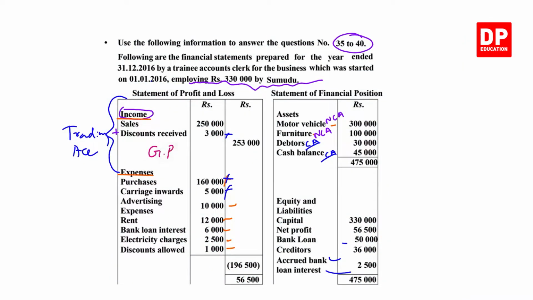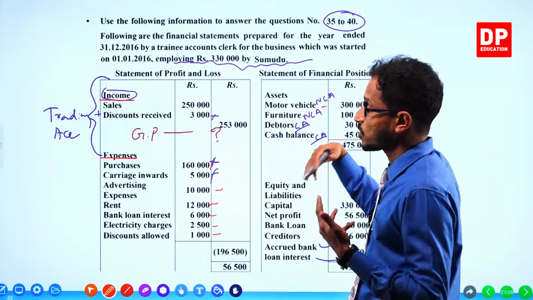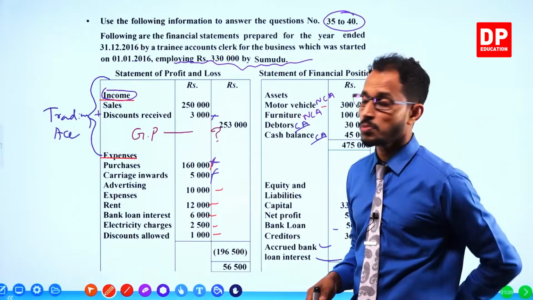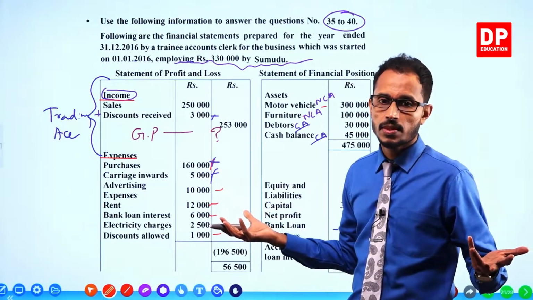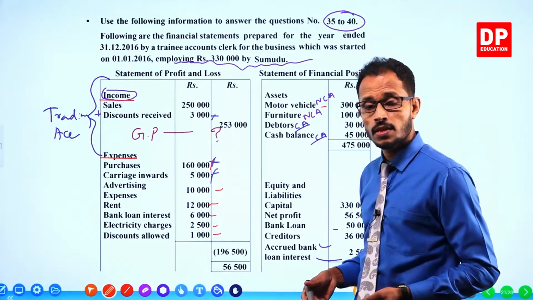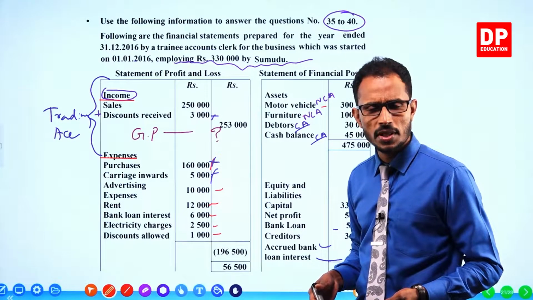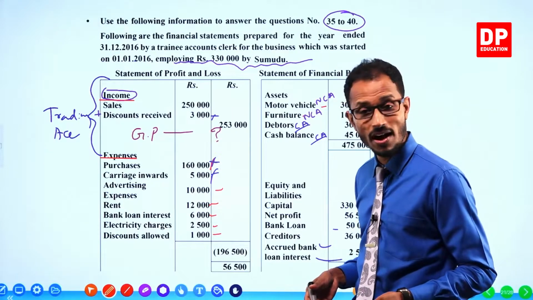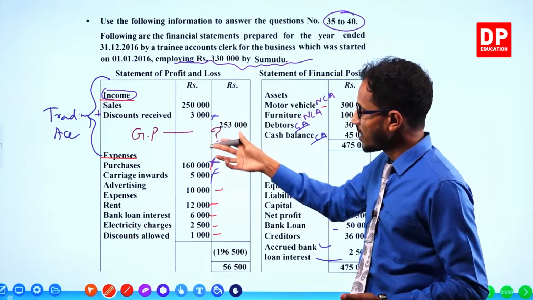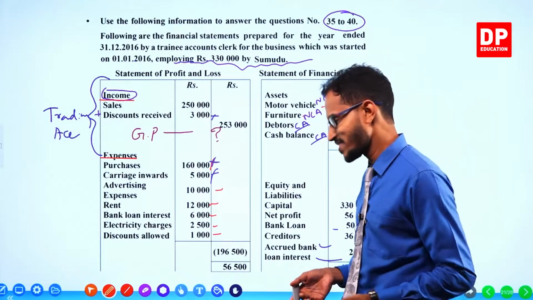The gross profit is missing. Where is it? It's not there. That means she hasn't prepared the trading account part, and she hasn't calculated the gross profit. So cost of sales is not there either. Sales minus cost of sales equals gross profit. Sales revenue, sales income minus cost of sales is gross profit. That is gross profit. Yes.